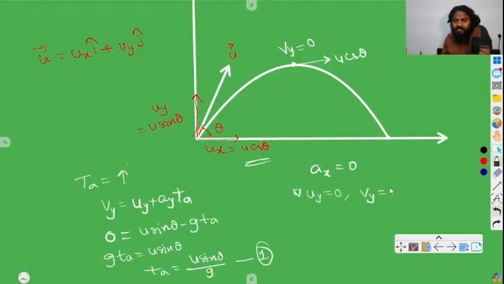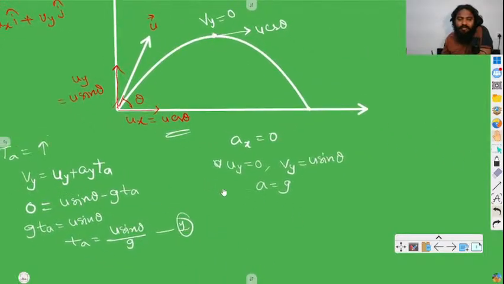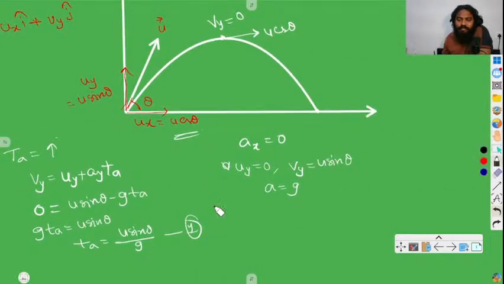So Vy is equal to u sin theta, and a is equal to g here, because the object is falling down, so that is why you have to take the positive value. Now, if you want to find the time of descent, you can use the same equation again.